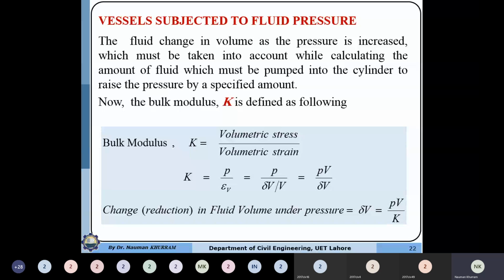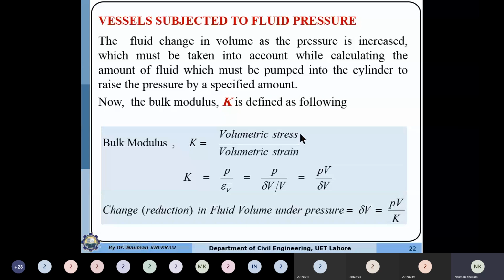So the next point is how we can determine the change of the fluid volume if it is subjected to a certain pressure. The formula is very much the same. For example, the modulus of elasticity is equal to stress over strain. If we are considering the volumetric strain, then E will be replaced by another parameter called bulk modulus. Just equivalent to the E value, bulk modulus is the volumetric stress over volumetric strain, while E is the linear stress over linear strain.